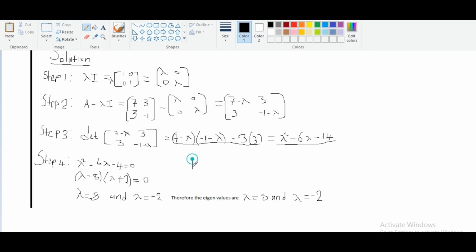So you have to find the product-sum factors for you to find the factors. You can see that we have lambda minus 8 and lambda plus 2 is equal to 0. So you get lambda minus 8, you equate to 0, and you're going to get lambda equals 8. And the second one, you just say lambda plus 2 is equal to 0, you're going to have lambda equals -2. So therefore the Eigenvalues are lambda 1 is equal to 8 and lambda 2 is equal to -2.